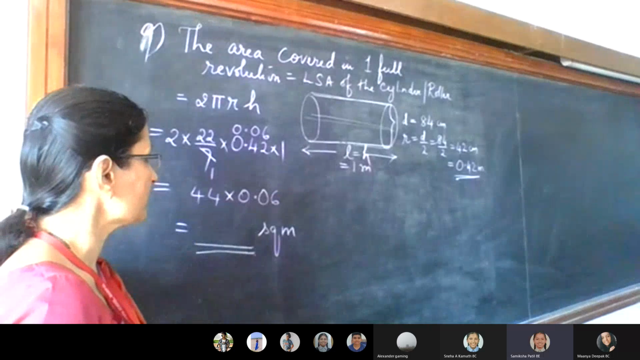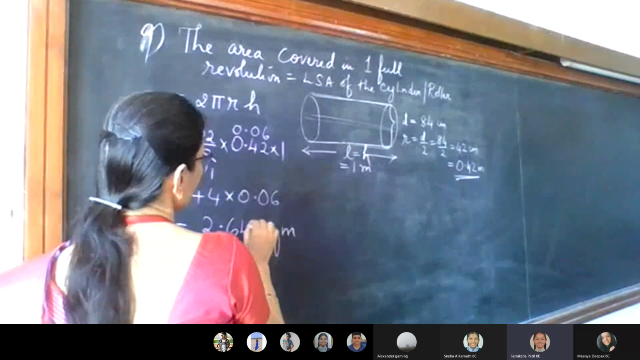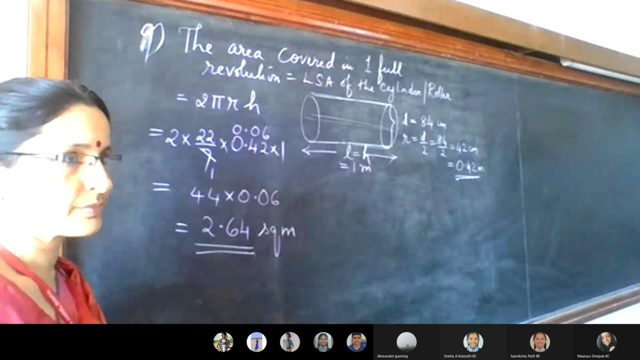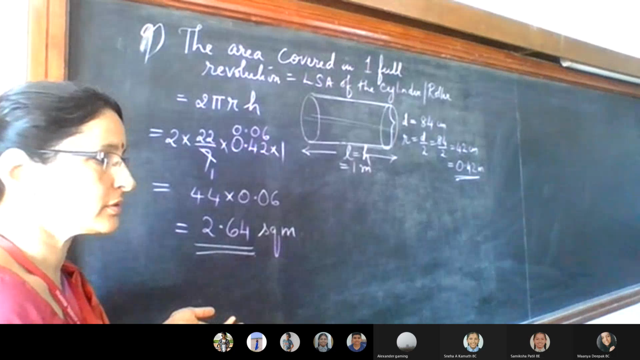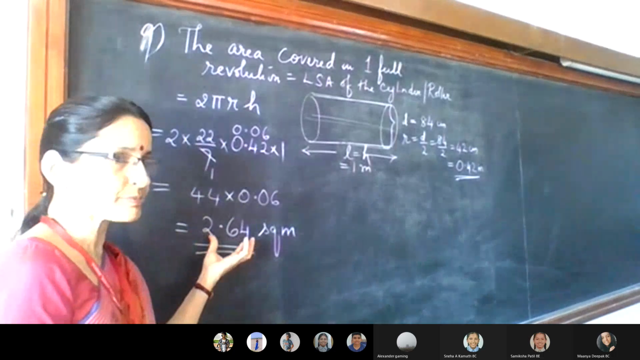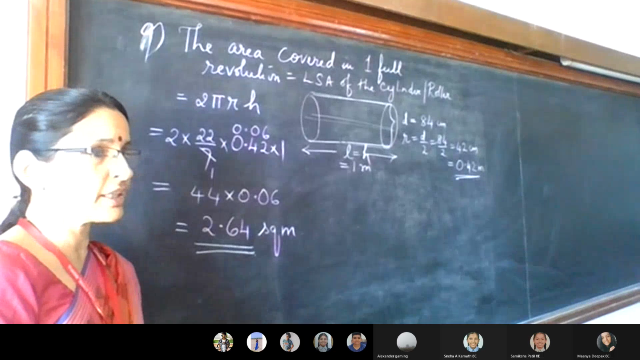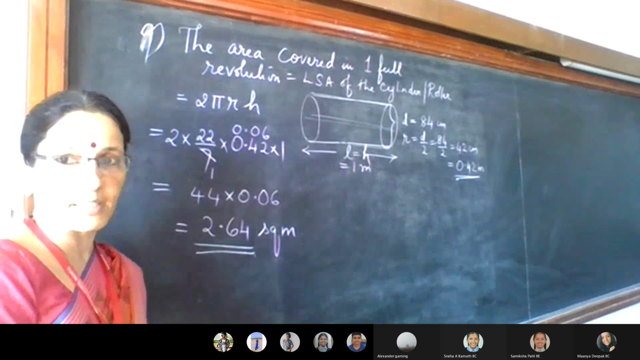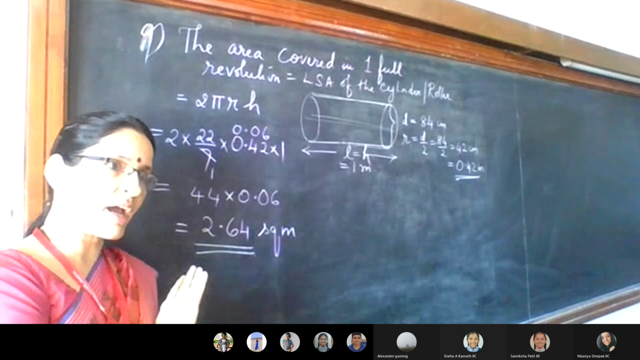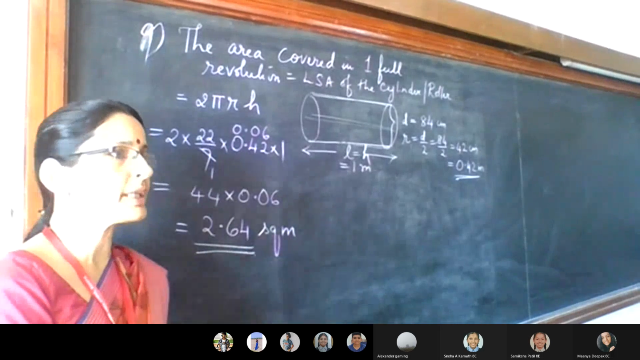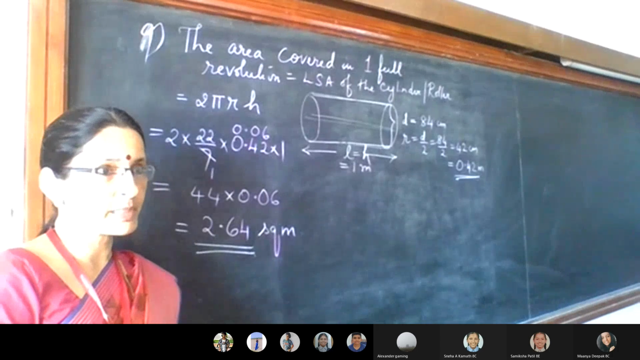Forty-four into so much is 2.64 square meter. But is this the area of the road? No. Imagine something which is approximately 3 square meters. Can you imagine what is practical of that size? Any example which can have an area of 2.5 to 3 square meters? A real life example.